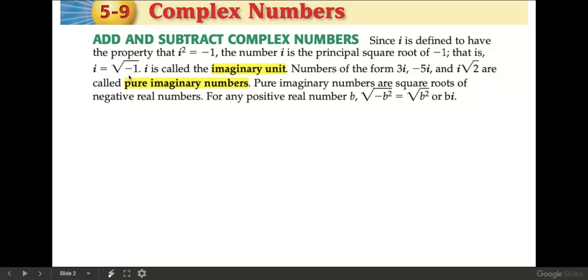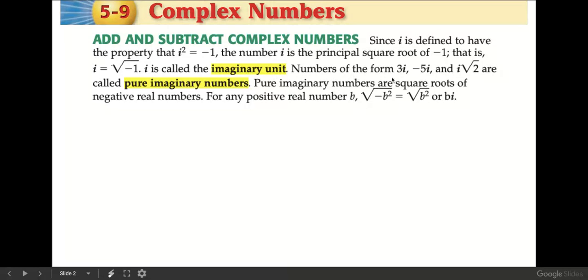And so for a long time, we talked about how the square root of a negative number had no real solutions, right? There was no real number. Well, now we have a number. We have an imaginary number. We have an imaginary unit, i. i represents the square root of negative 1. So i is called the imaginary unit.